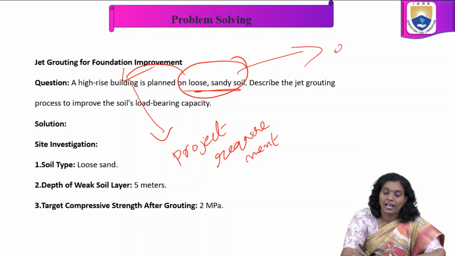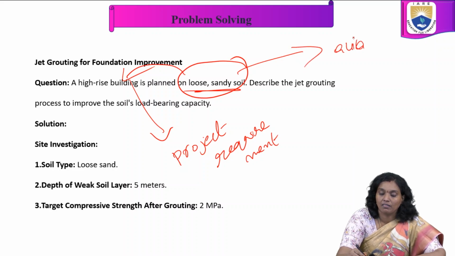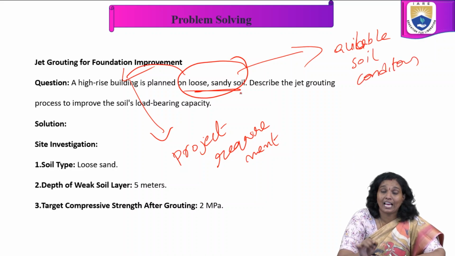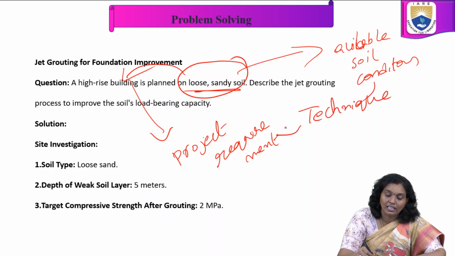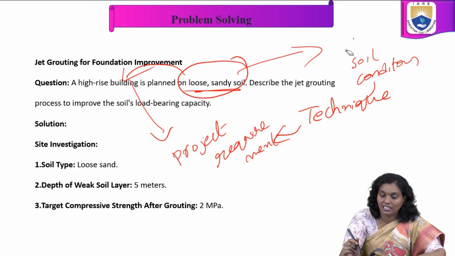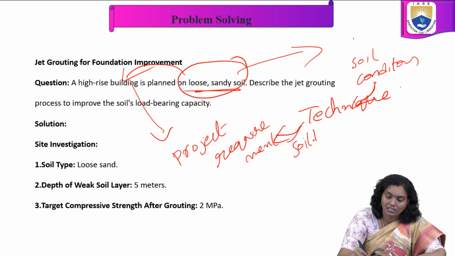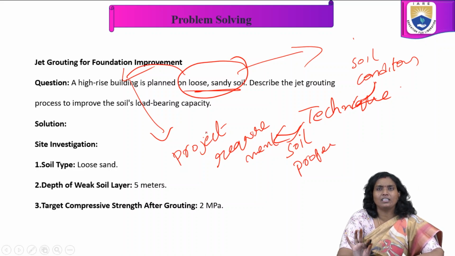And this is the available soil condition. So which type of technique helps to get the project requirement from the available soil condition? We need to choose the technique to get the desired properties of the soil for the project requirements.